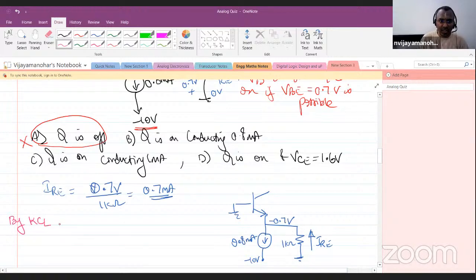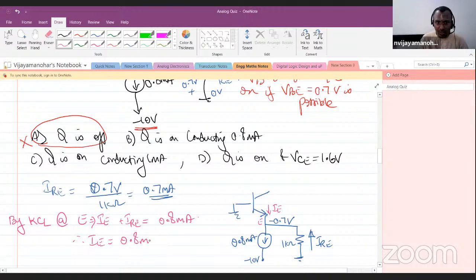Now, by KCL at the emitter, this current is the current coming out of the emitter, IE. IE is the incoming current. IRE is also the incoming current. Sum of incoming current is equal to the sum of outgoing current, 0.8 milliampere. Therefore IE is equal to 0.8 milliampere minus IRE, which is 0.8 minus 0.7, which is 0.1 milliampere. Okay, this is the IE.